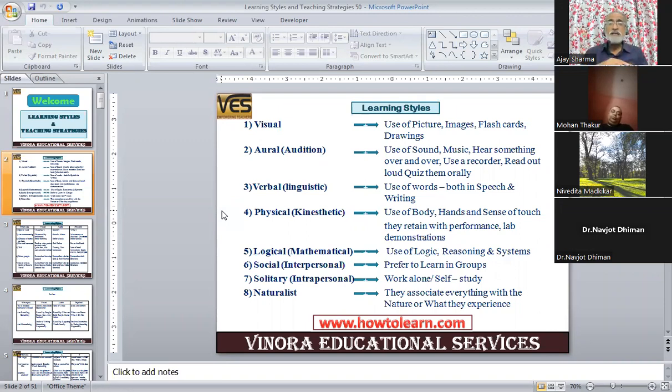The last one are naturalists. They associate everything with nature or experience. Nature means experience. It is not nature in social terms, as in social studies.